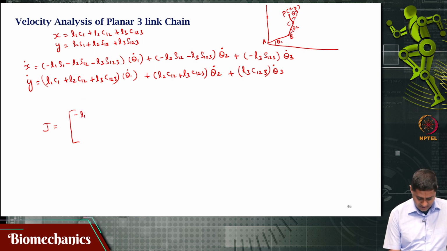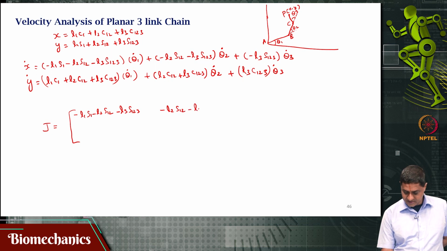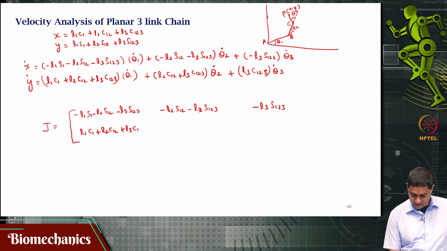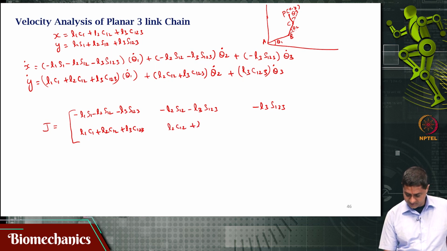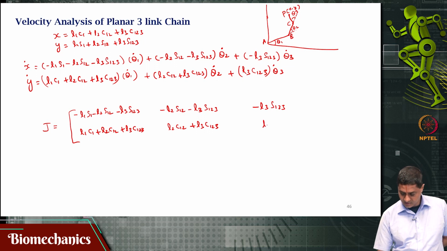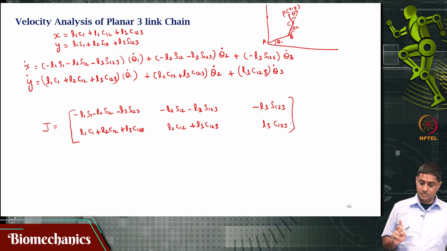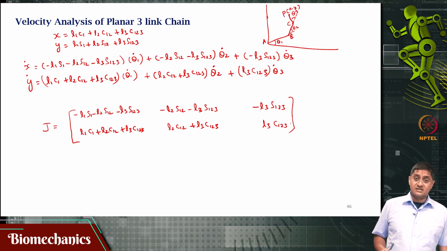That would be minus L1S1 minus L2S12 minus L3S123, minus L2S12 minus L3S123, minus L3S123. Here L1C1 plus L2C12 plus L3C123, L2C12 plus L3C123, here L3C123. There are indeed 3 columns and 2 rows. This is not a square matrix, right.